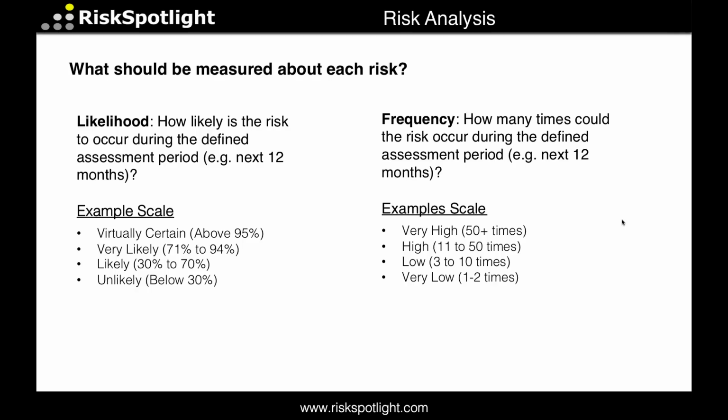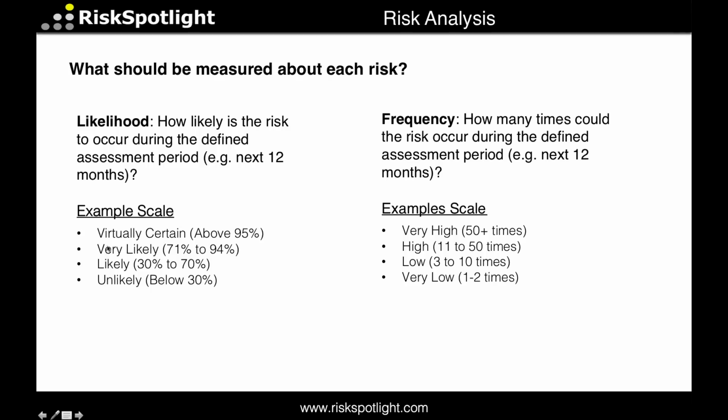So you will have to define some assessment period when you are doing the risk analysis, and your analysis needs to be restricted to that period. It's very important that when you're doing your risk analysis, you clearly mention the time horizon of your risk assessment. And then you may create scales where you may say, virtually certain. So if we are 95% or more certain that this could happen, you could say virtually certain, or very likely, or unlikely.